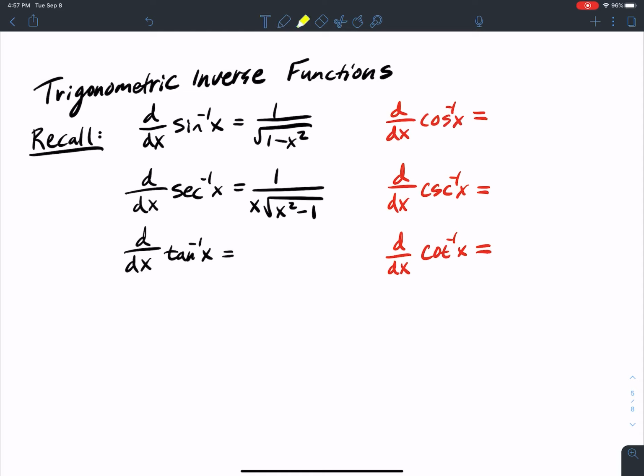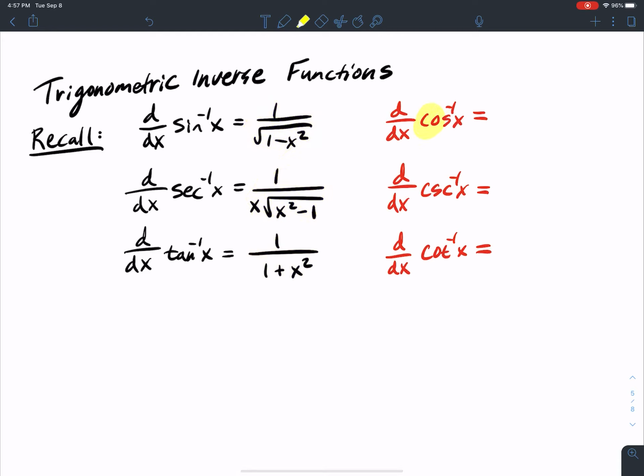Secant inverse: 1 over x times the square root of x squared minus 1. So the x's are next to each other. That's kind of how I remember it. And then the derivative of arctangent, or tangent inverse, is 1 over 1 plus x squared. Very important to remember those three there.